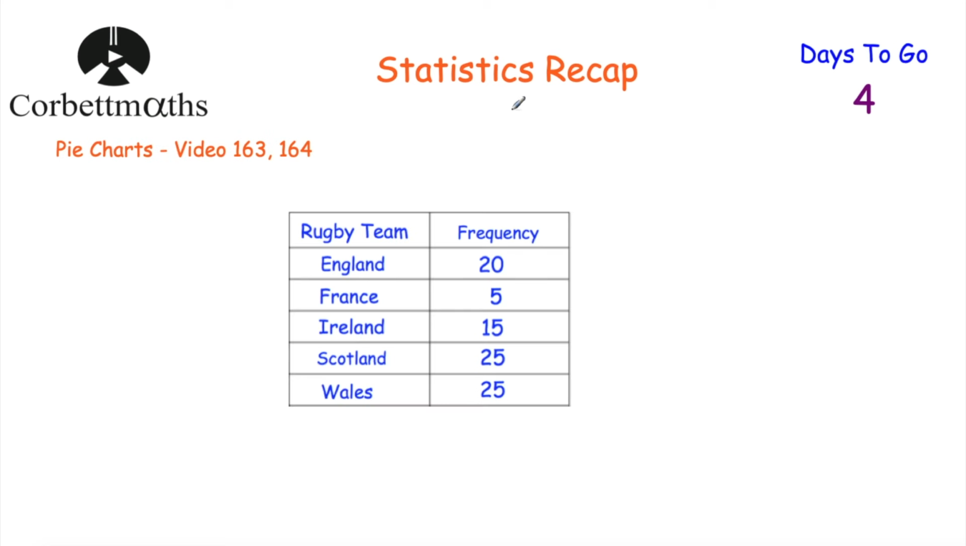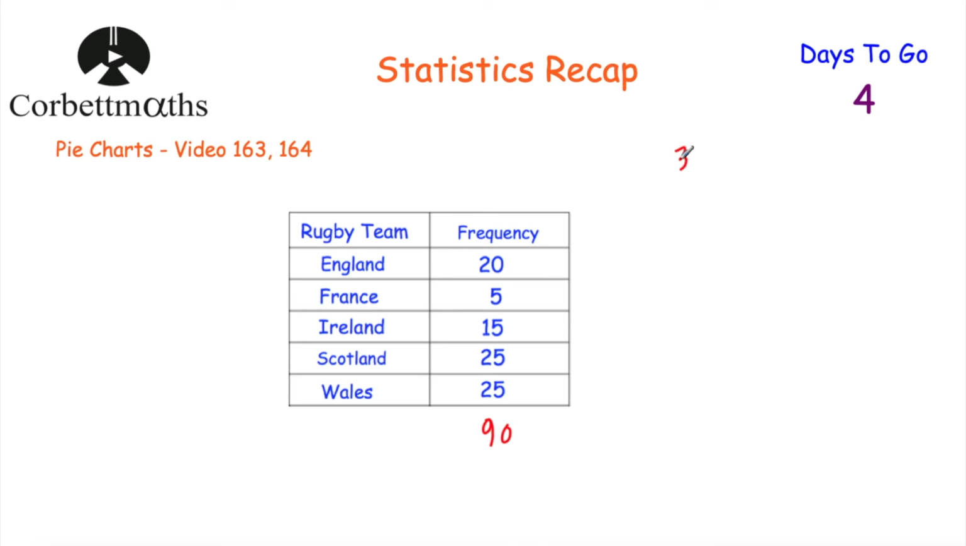Okay, next, it's important you know how to draw pie charts and read pie charts. So in terms of drawing pie charts, if you were given a frequency table like this, make sure you know how to find the angles for each one of the sectors. So here, if I wanted to find the angle for England, France, Ireland, Scotland, and Wales, I would add up the frequency and find the grand total. In this case, it's 90.